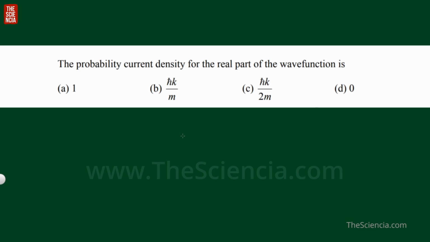The probability current density for the real part of the wave function is, actually we discussed this problem earlier. I told you that for the real part of the wave function the probability current density will be equal to 0. That is, if the wave function is like psi is equal to e raised to plus or minus kx, then the probability current density j will be equal to 0.